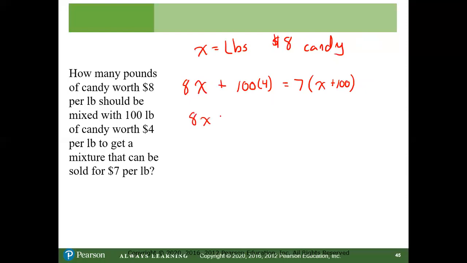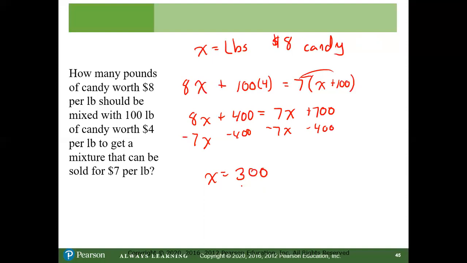So we have 8X plus 400 is equal to 7X plus 700 after we use the distributive property. And to the right-hand side, subtract 7X to both sides, and also subtract 400 to both sides. So that way we can kind of kill two birds with one stone. We get X is equal to 300, which means 300 pounds of this $8 candy mixed with this 100 pounds of $4 candy, so that you can fairly sell it for $7 a pound.